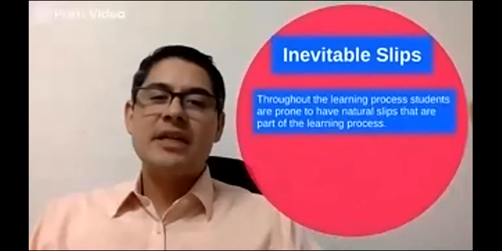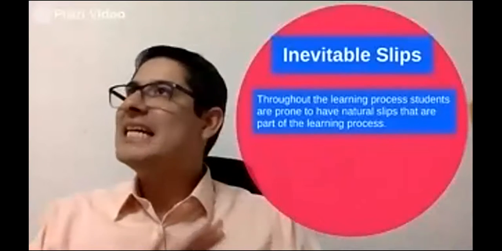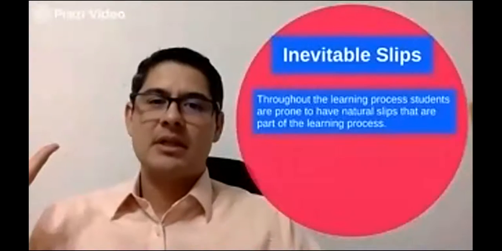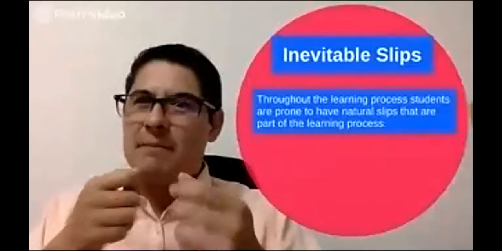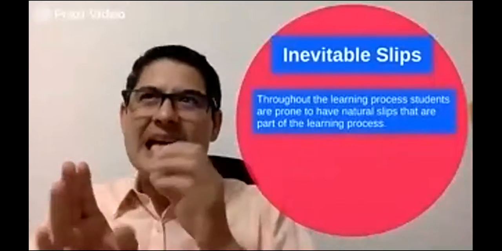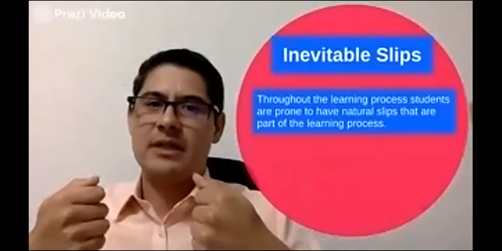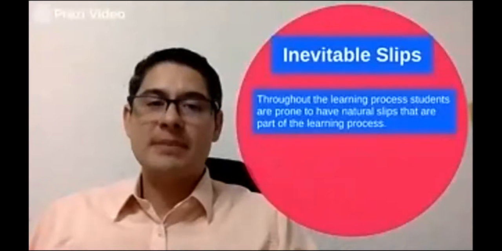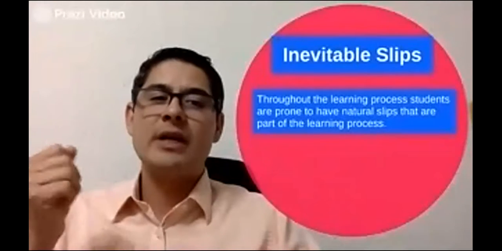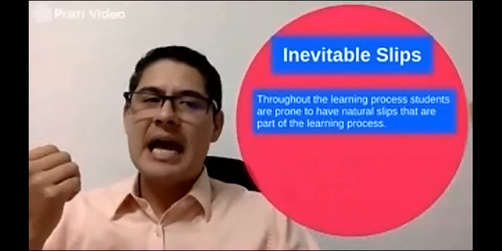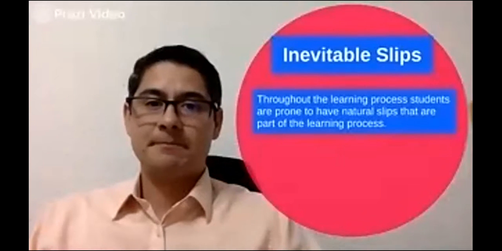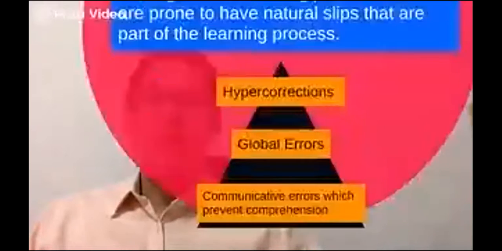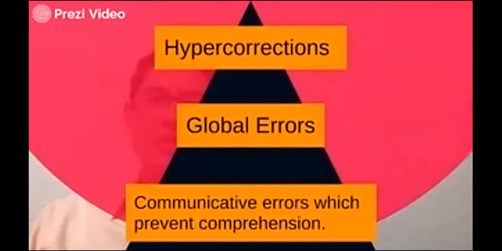We also have to take into consideration that there are inevitable slips. A slip is when the student says something, but it's very basic, and usually the student says, oh, wait, no, let me correct myself. An inevitable slip is when the student is able to go back and say, wait, this was incorrect, and change it. When talking about this, we need to understand something important.